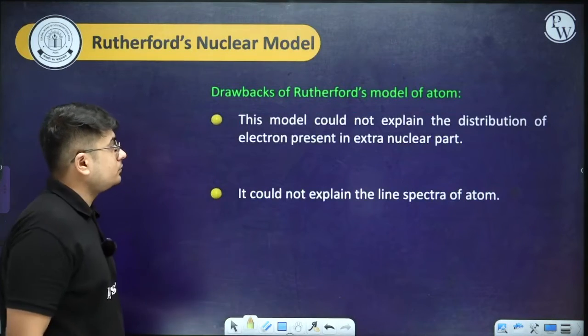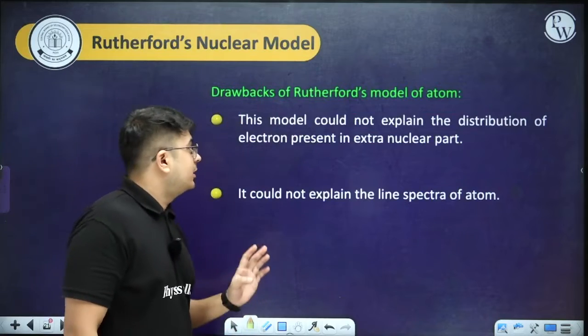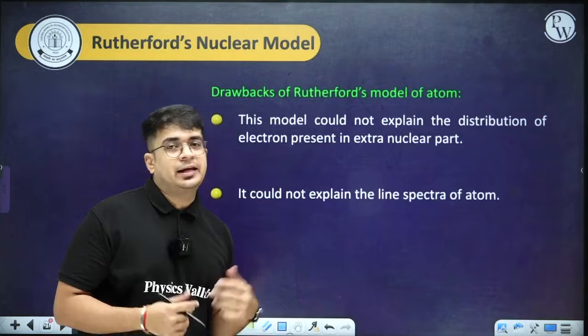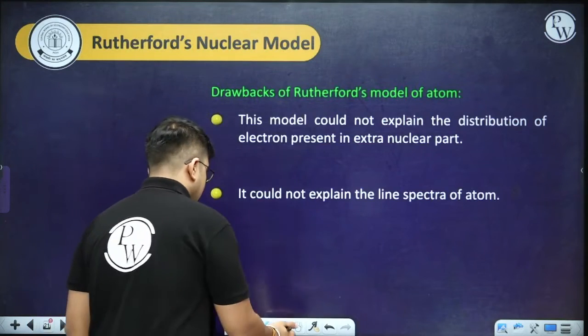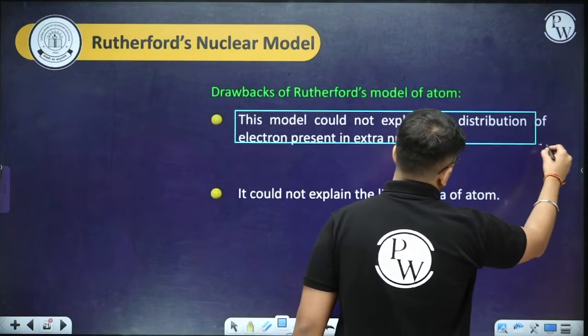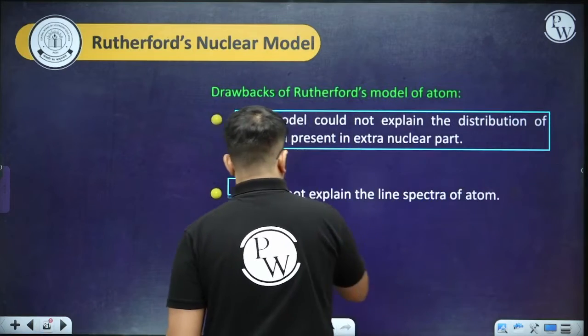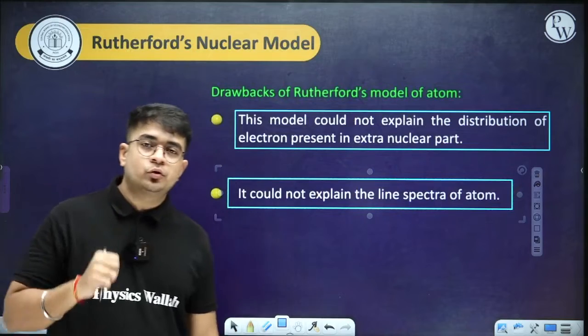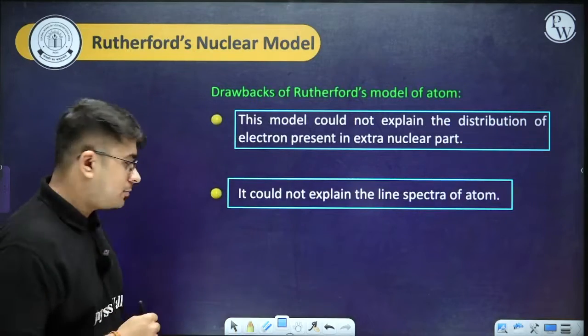Okay. This model could not explain the distribution of electrons present in the extranuclear part, we know. This model could not explain the line spectra of the atom. That part we already know. I'll try to explain the line spectrum after completing the Bohr's atomic model, because that will be a much more efficient way to explain the line spectrum.